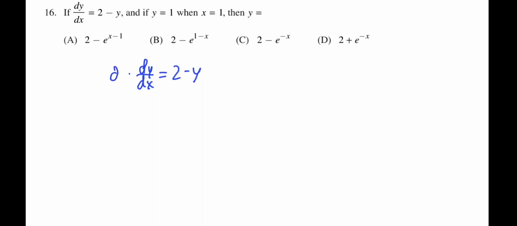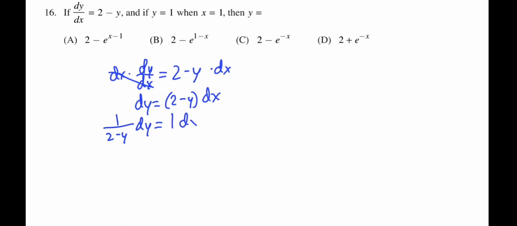So if we multiply by dx on both sides, that gives us dy is equal to (2 minus y) dx. Then if we divide by 2 minus y, that gives us 1 over (2 minus y) dy is equal to 1 dx. To undo the derivative, we integrate both sides. Let's perform the integral of 1 over (2 minus y) dy on the side, and let's use u-sub for this. So u would be equal to 2 minus y, the denominator.